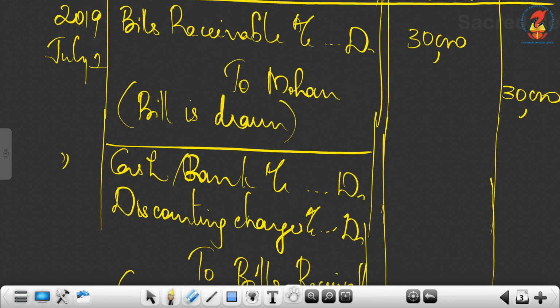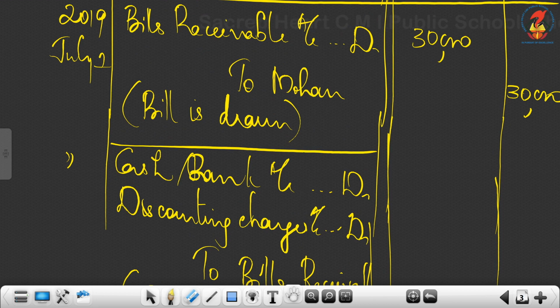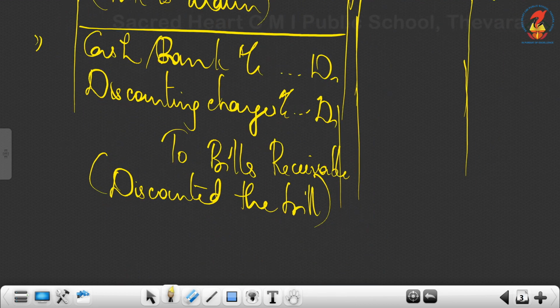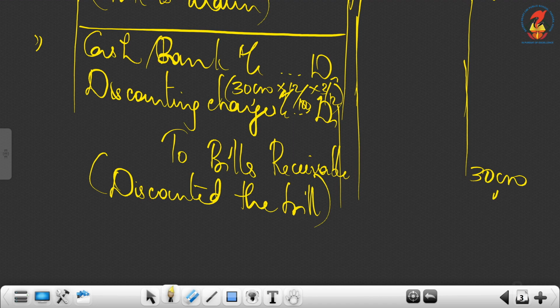Now you can write the amounts. Bills receivable, you just look into the previous entry. The amount is 30,000. Same thing you can write in the second entry also. So bills receivable will now be credited with 30,000. Then for the discounting charges, in the previous video we have discussed how to compute the discounting charges, and here the rate of interest is 12%. The calculation will be like this: 30,000 into 12% into 3 by 12.